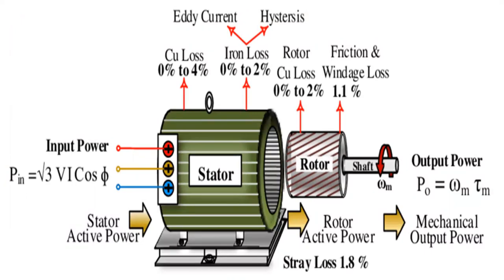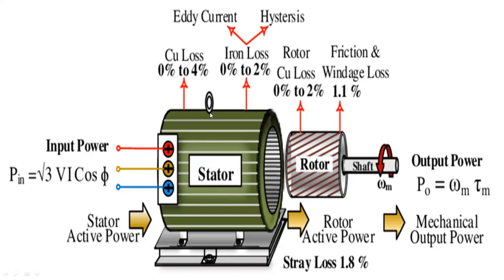The formula is as follows. Slip percent is equal to synchronous speed minus full load rated speed, times 100, divided by synchronous speed. So we are seeing this diagram. We have a stator here and we have a rotor, and then the shaft. The output power is given here. The input power is √3 VI cos phi, the electric power that we are giving. Output is given by omega into torque.